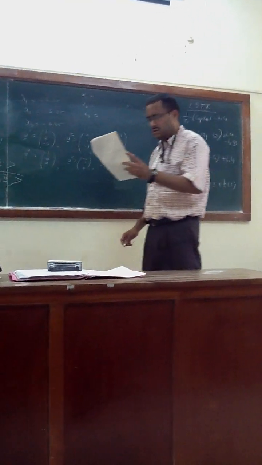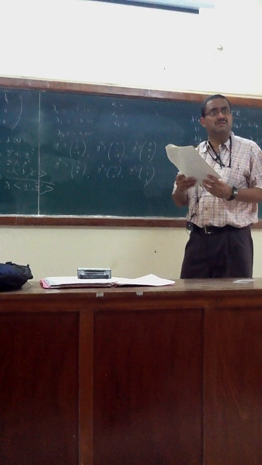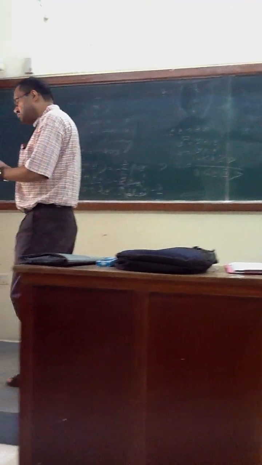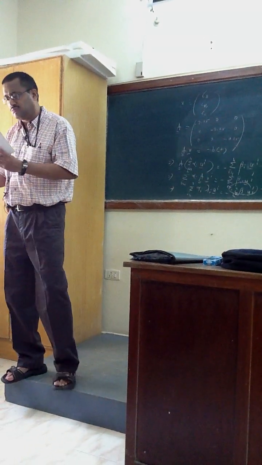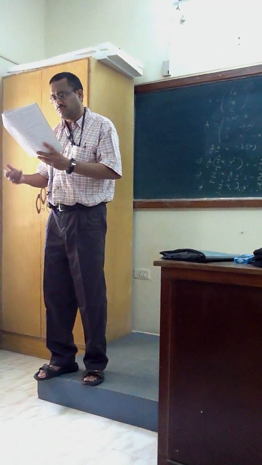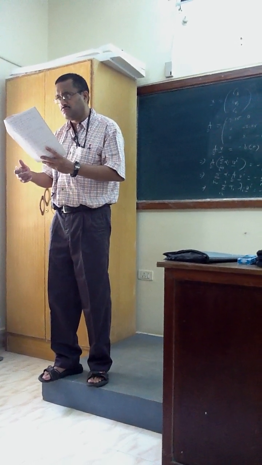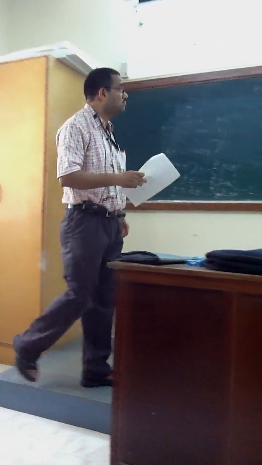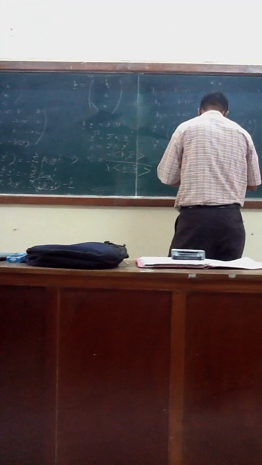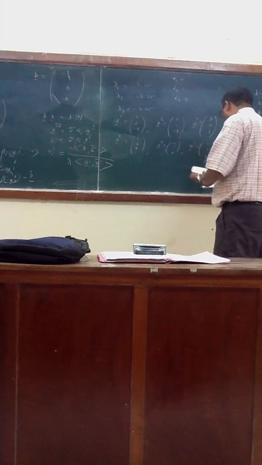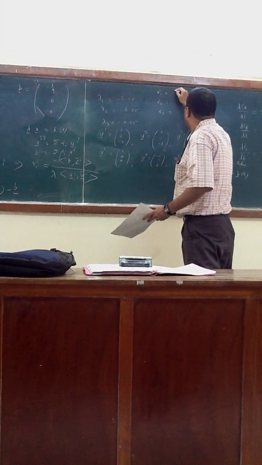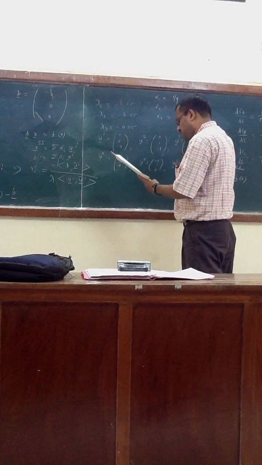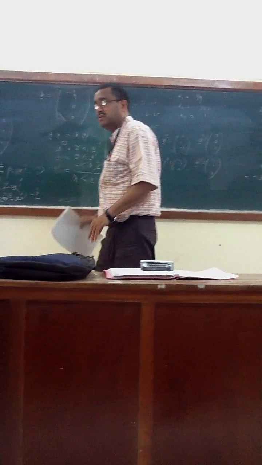Alpha 1 is minus... are you sure? I got 1 by 9, alpha 2 is minus 2 by 30, and alpha 3 equals 1.